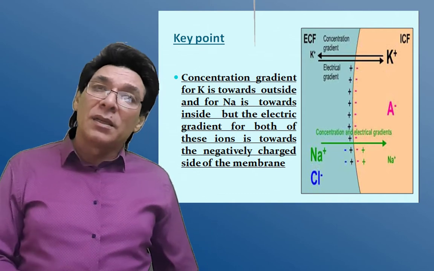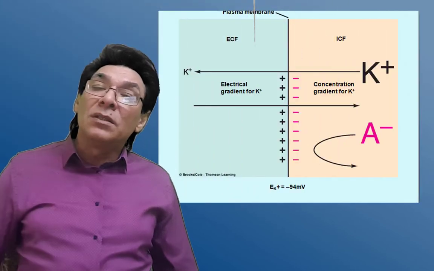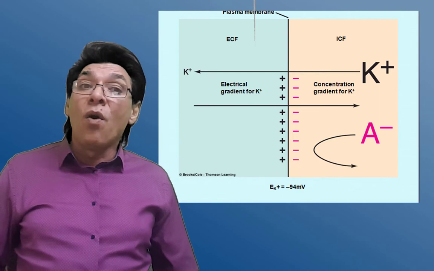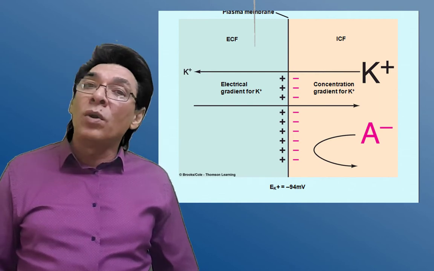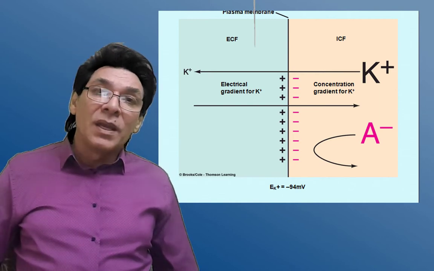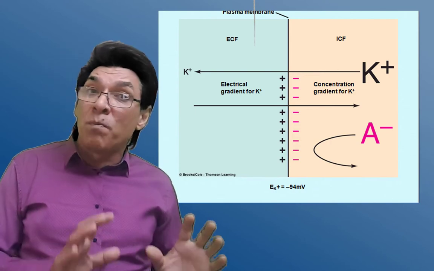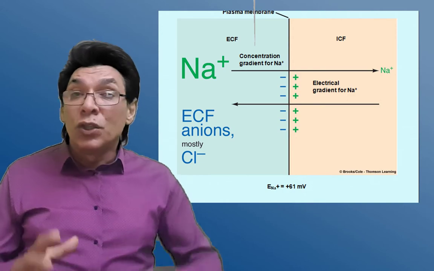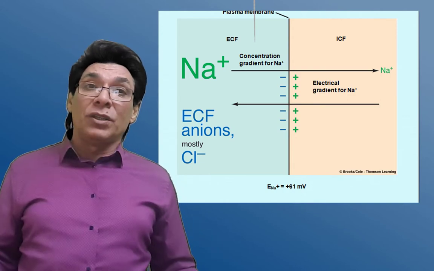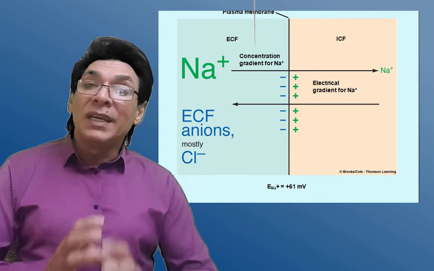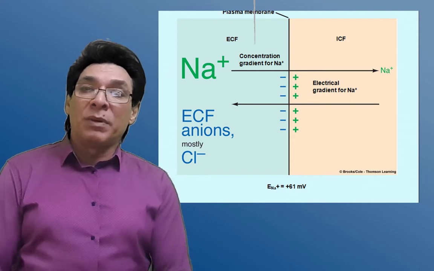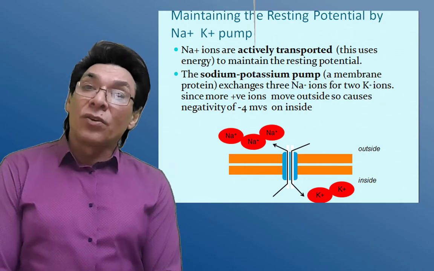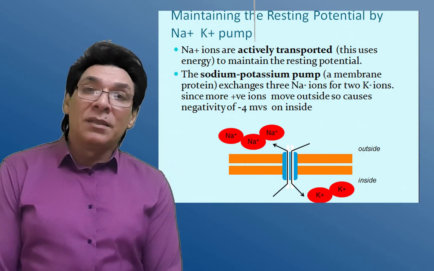Leakage channels allow sodium to slowly move into the cell, or potassium to slowly move out. And the sodium-potassium pump restores them. This may appear to be a waste of energy, but each has a role in maintaining the membrane potential. So, this is the resting membrane potential.